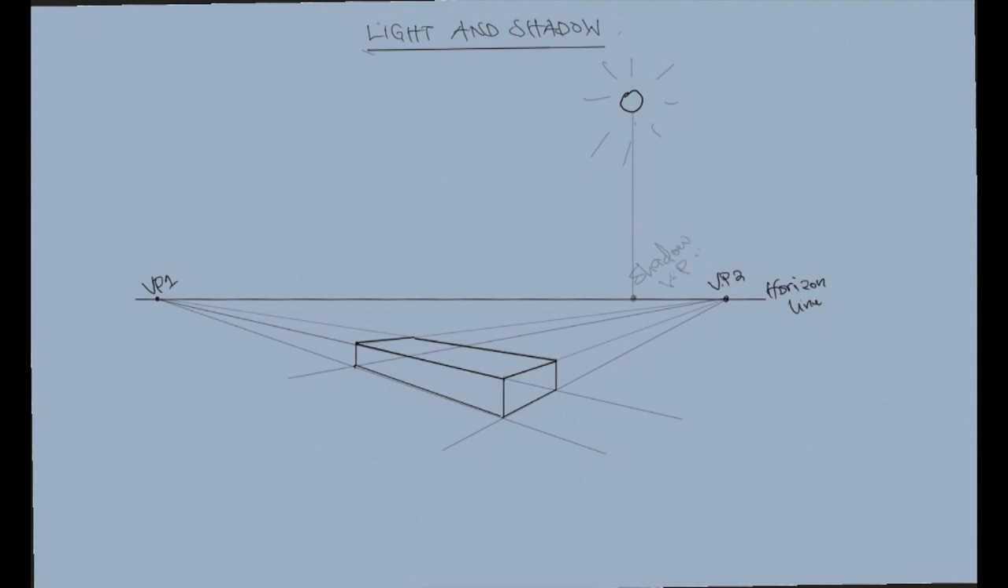So the next step is to connect the shadow vanishing point to the bottom of our object. Then we're going to connect the top of this light source to the top of our object. I still don't know if it makes a difference connecting the center or the top. And then what's going to happen is the point at which these lines connect are going to be the corners of our shadow.